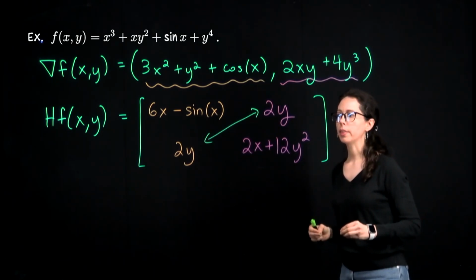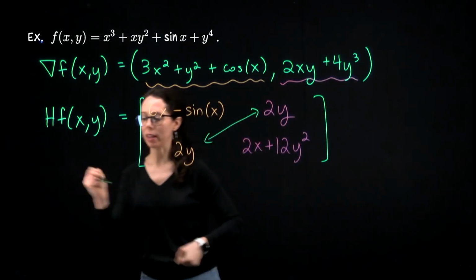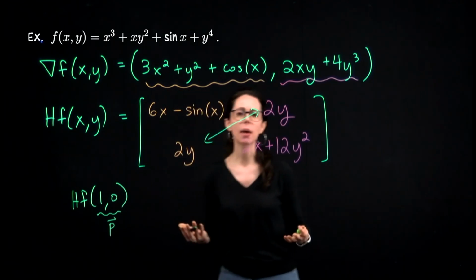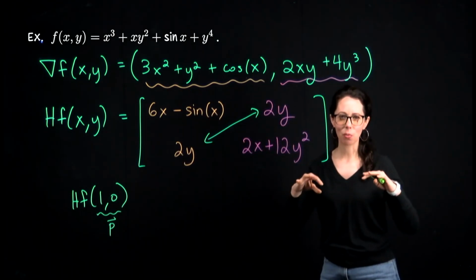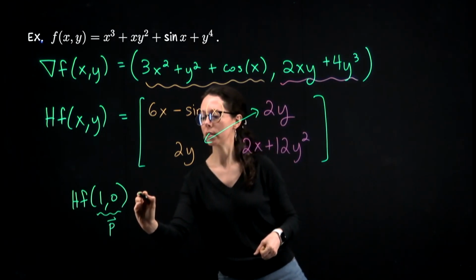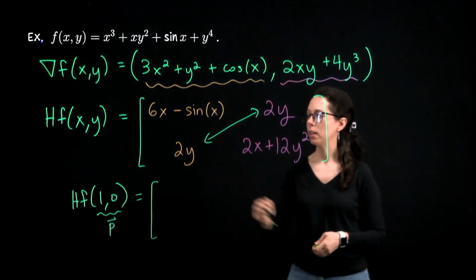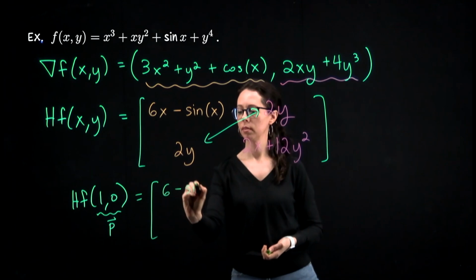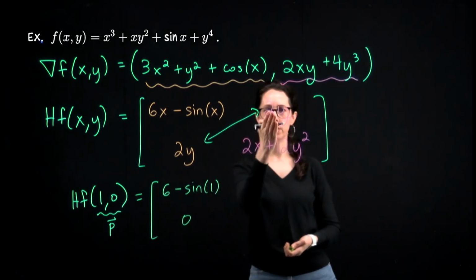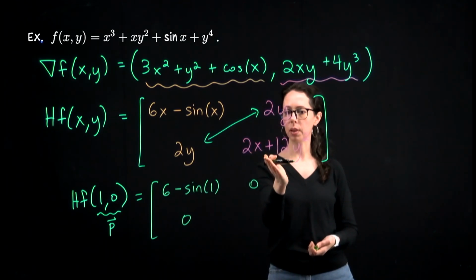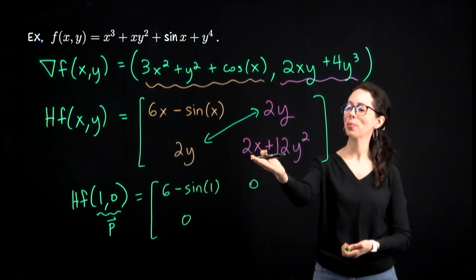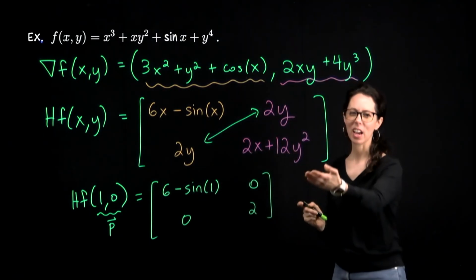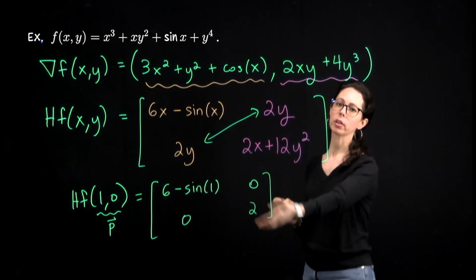If I wanted to now evaluate the Hessian at the point 1, 0, is what I think I said we should do. This is that point P that I was using in the derivation, where I kept saying once you've plugged in P, it's going to turn into a matrix of numbers. So let's see, if I plug in 1 and 0, we get 6 minus sine of 1. 2 times 0 is 0, 2 times 0 is 0, and then we get 2 times 1 is 2, plus 12 times 0 squared, is 2. Okay, so this is the Hessian in general at any point in the domain, and this is what it would look like once you pick a specific point.